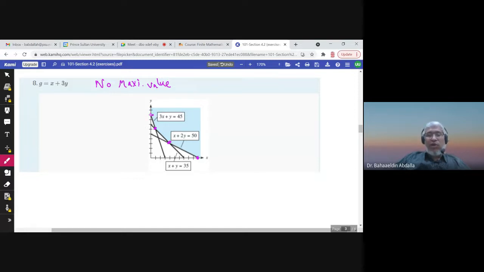So how to find the coordinates of this point? This is the y-intercept of the line 3x plus y equals 45. For the y-intercept, I put x equals 0, so y is 45. So the first corner point is 0, 45.